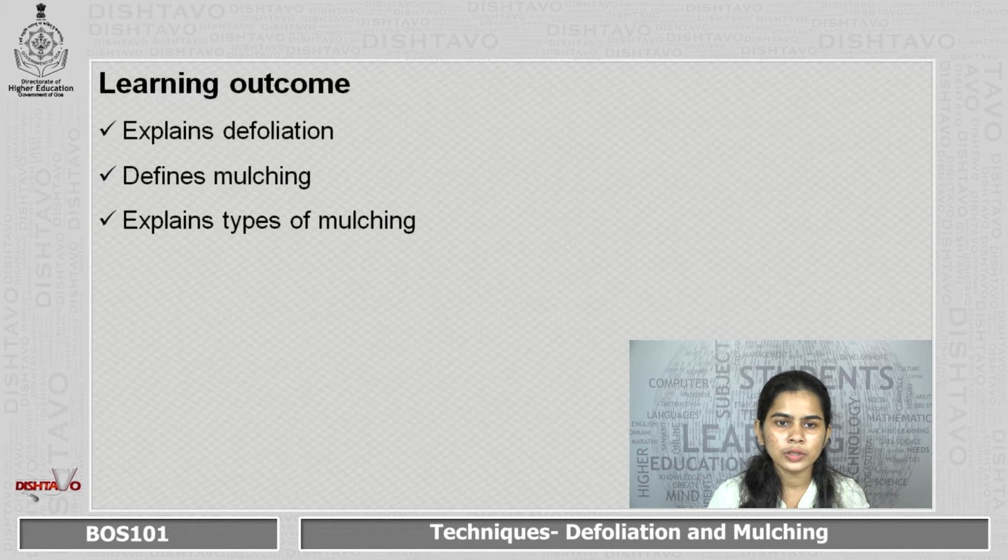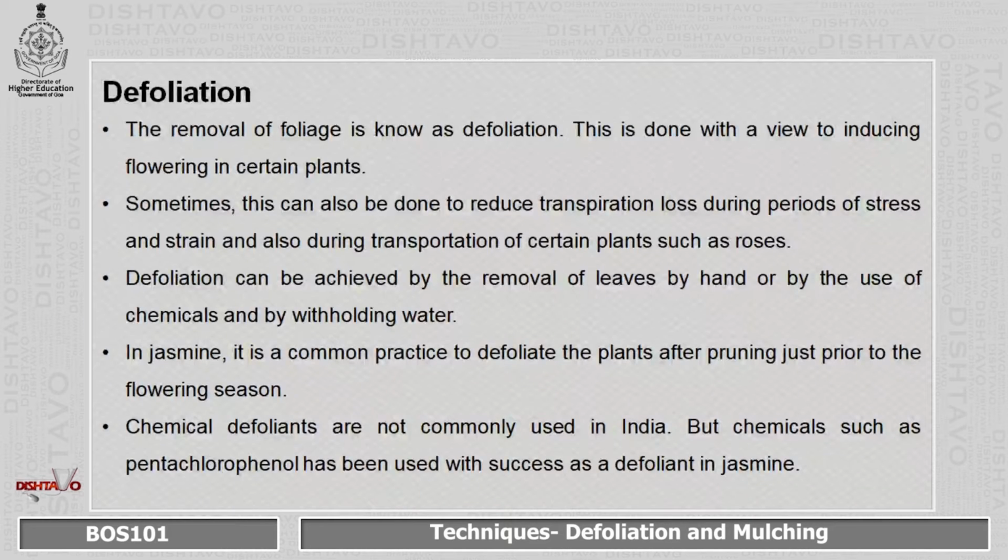At the end of this module, the learner will be in a position to explain defoliation, to define mulching, and to explain different types of mulching. Coming to defoliation, defoliation is the removal of foliage. This is done with a view to induce flowering in certain plants.